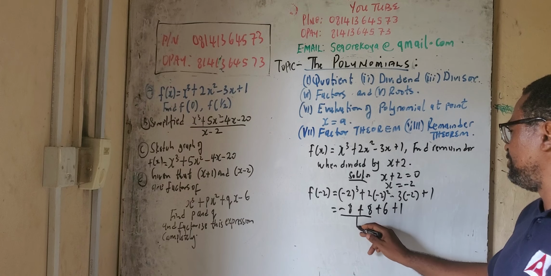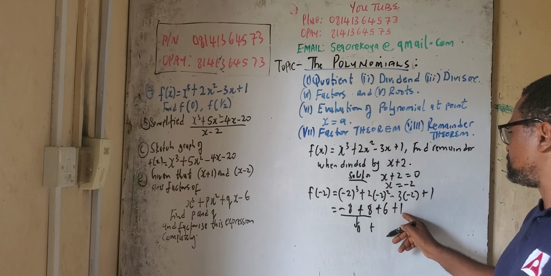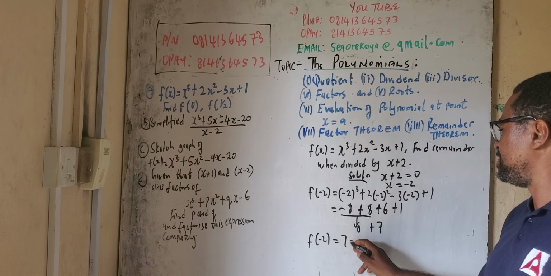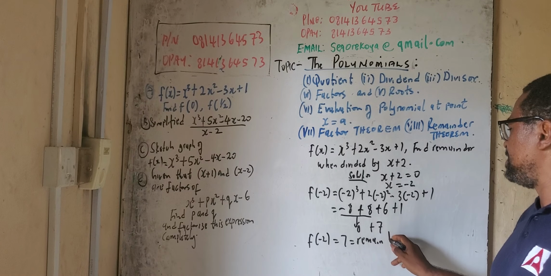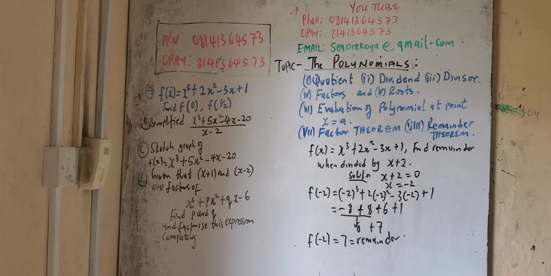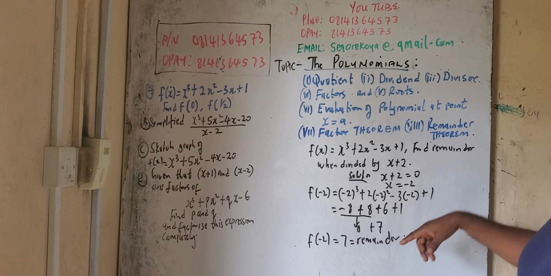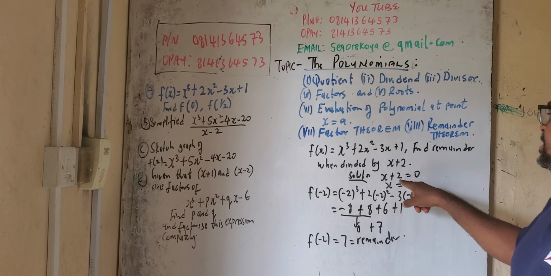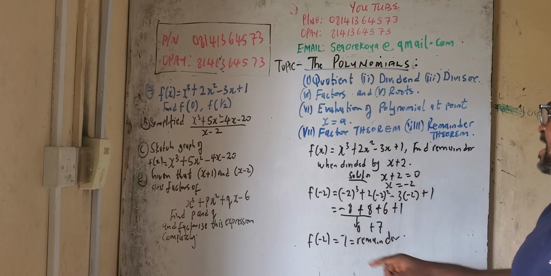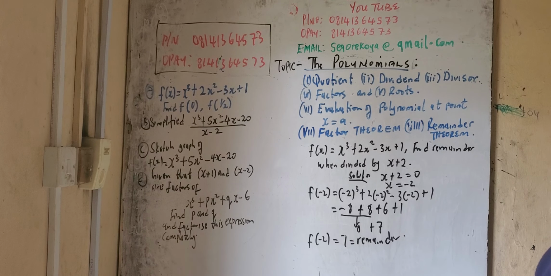Minus 8 plus 8 will give me 0. Then plus 6 plus 1 gives me 7. So f of minus 2 is equal to 7, which is the remainder. So that means when this particular polynomial is divided by x plus 2, the remainder will be 7. That is the idea of the remainder theorem. But concerning the factor theorem, if I put this value inside this expression and my answer gives me 0, then x plus 2 is a factor.